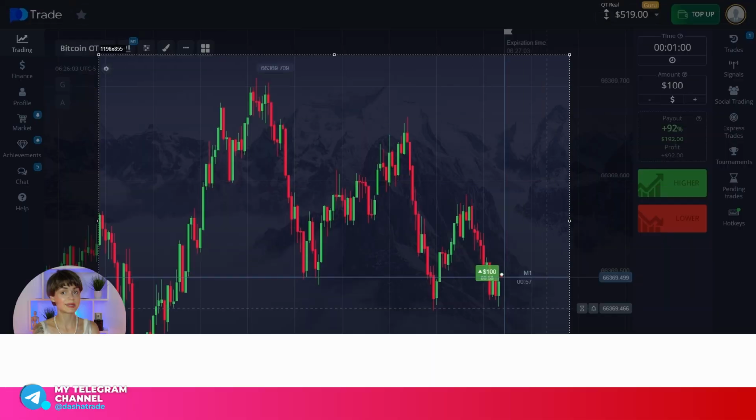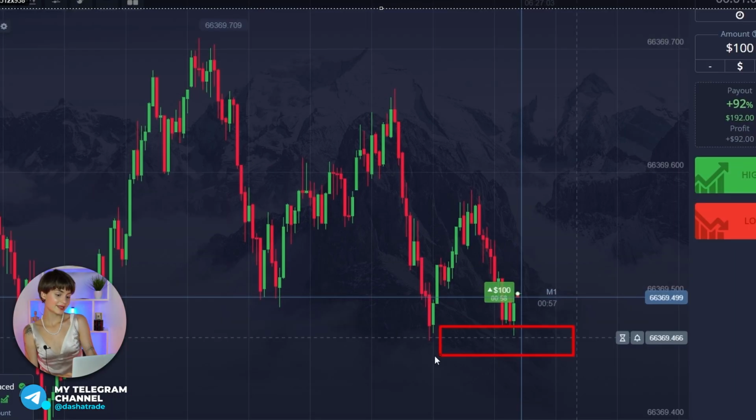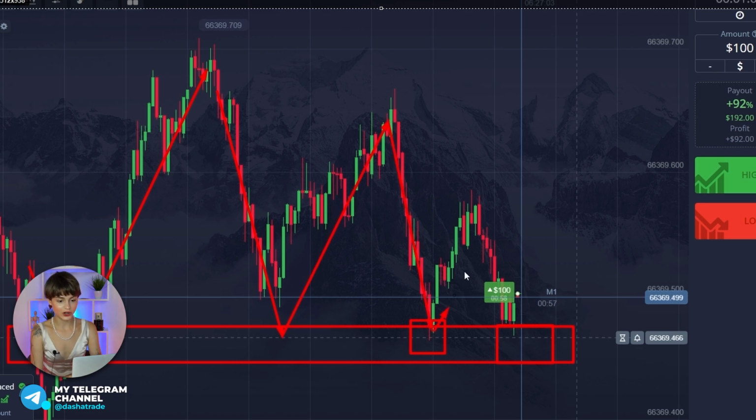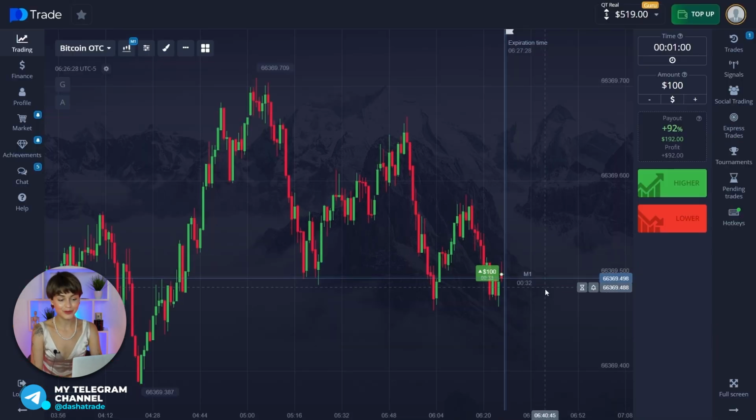We open a deal with higher. So there is a level of support here. The price has been rolling back from here most often. We see it here, here, and here. The price went up, rolled back here, and it rolled back here as well. So we plan to go a little higher. Even some small upward movement will fixate our profit.